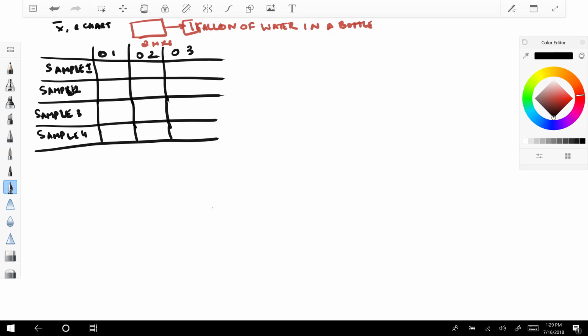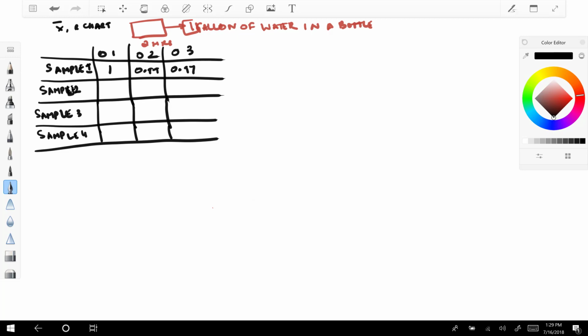So sample 1, at the end of the second hour we check each of the bottles, and we see that the bottles are filled with, suppose, 1 gallon. The first bottle is filled with 1 gallon, the second bottle is filled with 0.99, and the third bottle is filled with 0.97.